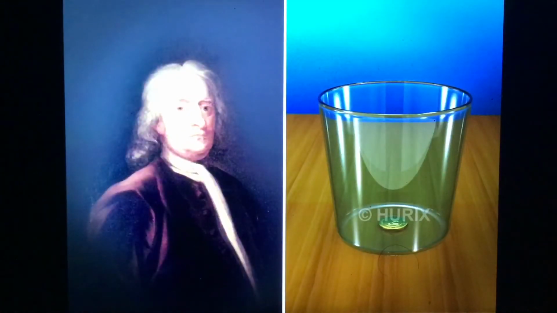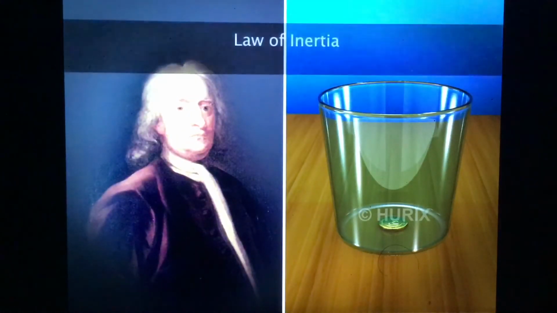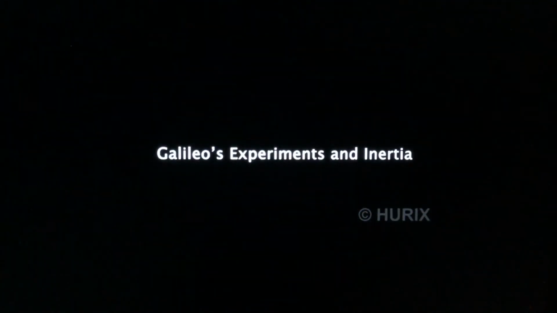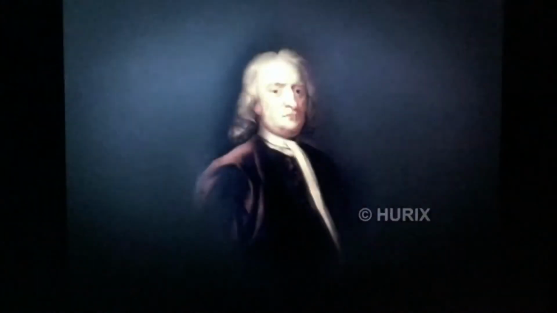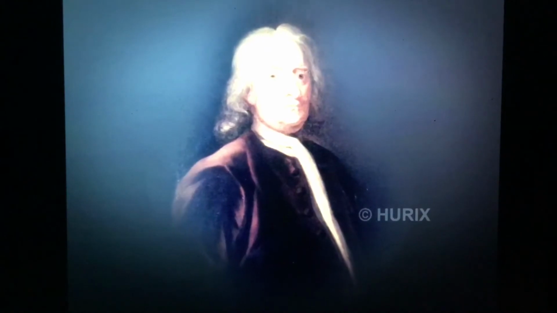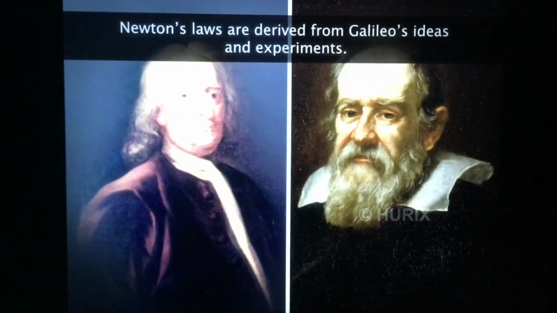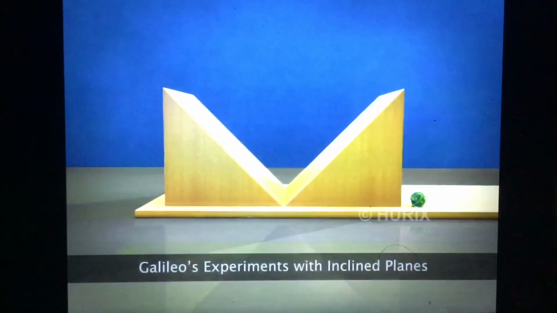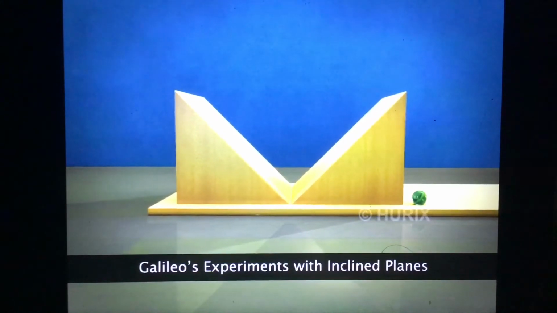Both the phenomena that you just observed can be explained through the law of inertia, also called Newton's first law of motion. Newton presented three laws that govern the nature of motion. These laws are derived from Galileo's ideas and experiments. Let's take a look at Galileo's experiments with inclined planes.